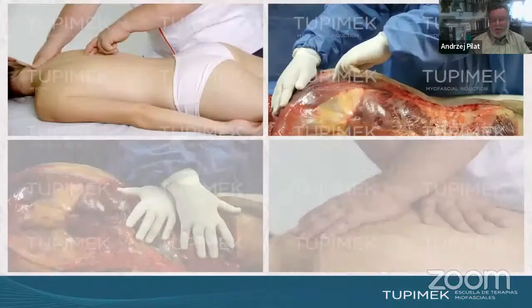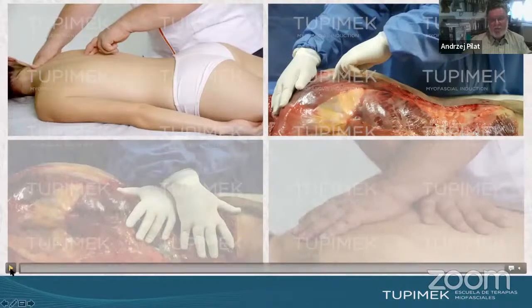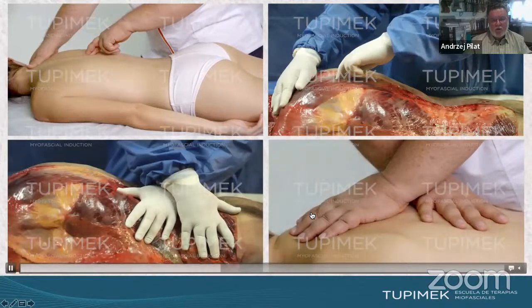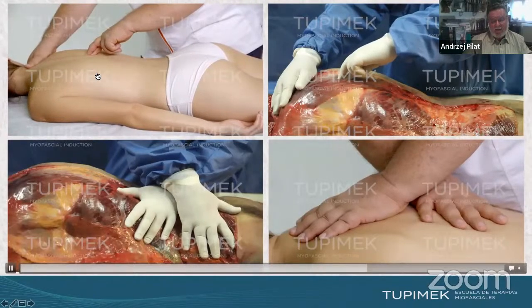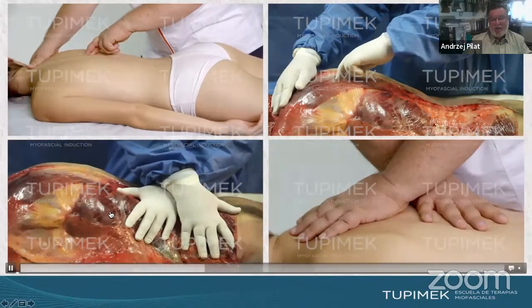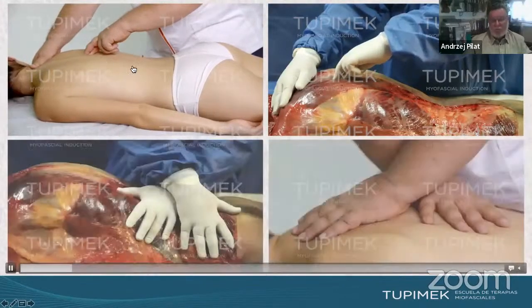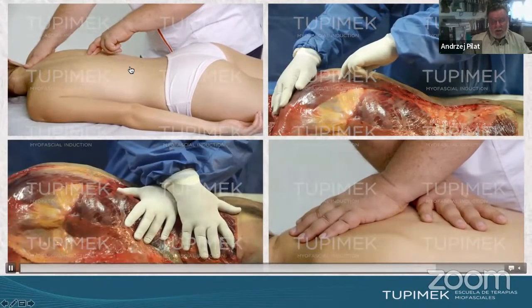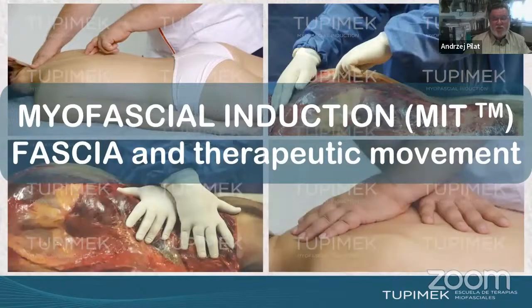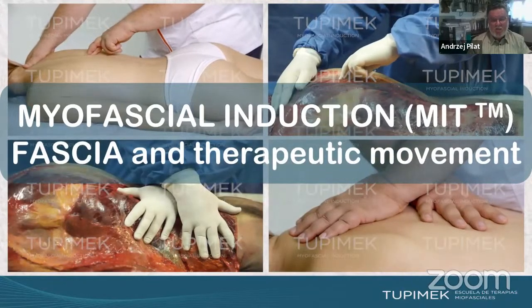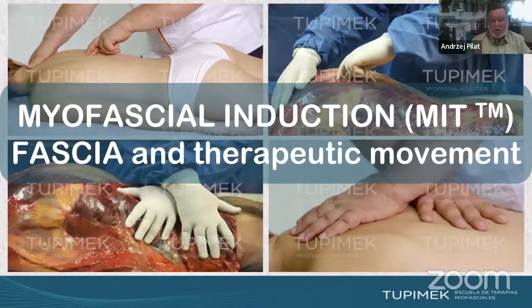So this is the last slide. I can perform different kinds of application. I can perform the stroke, the sustained procedures. When I put my hand over the skin, I should know what happens inside the body, not only on the outside, not only on the superficial layer, but what happens in the deep layer. In this situation, myofascial induction therapy, fascia and therapeutic movements come together. So it was the last slide from this presentation, Elizabeth.